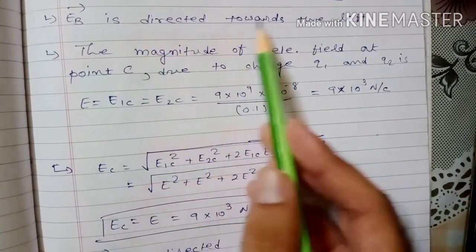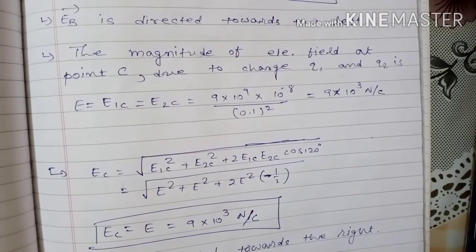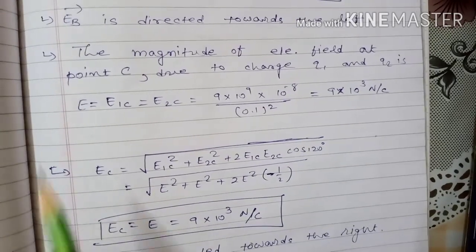EB vector is directed towards left. EA vector is towards right. EB vector is towards left.